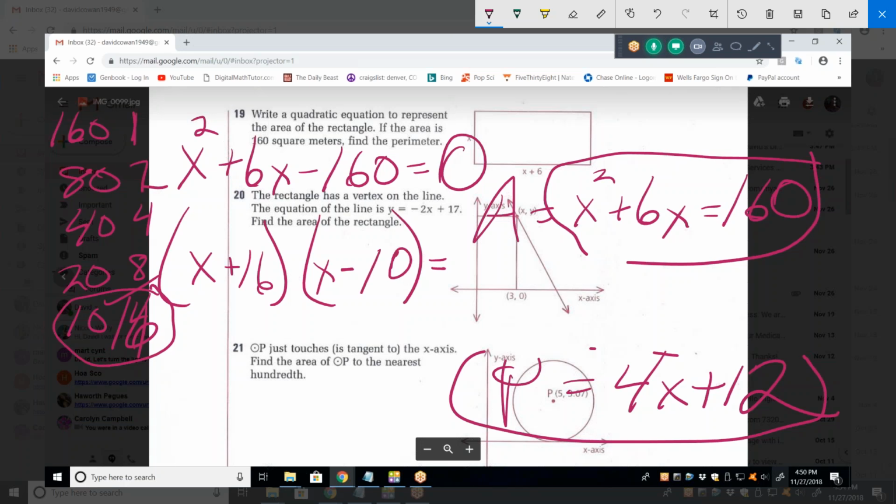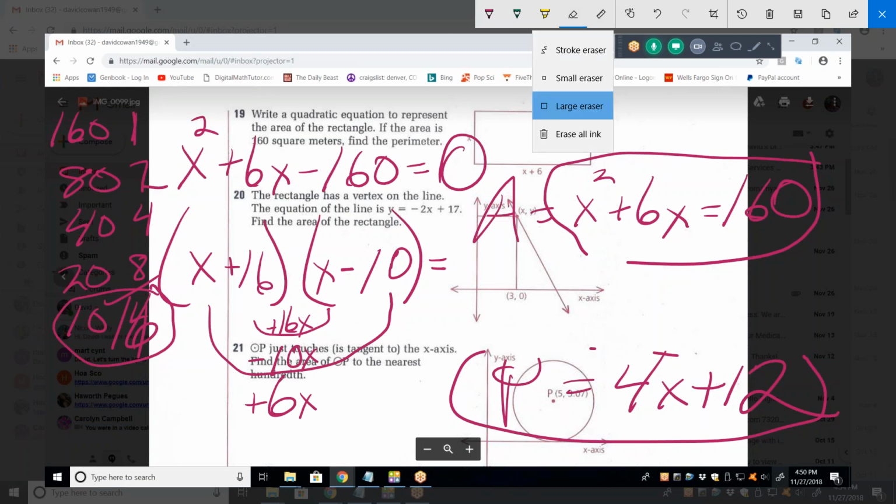And the way you can always check these is, in other words, that middle term comes from the inside and the outside of the FOIL. Add those together, you get plus 6x. That's the middle term. We've done it correctly. Now, we're not quite done with this problem.